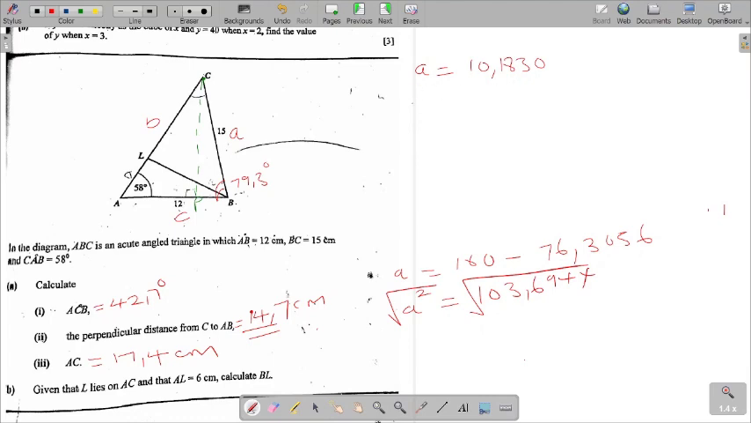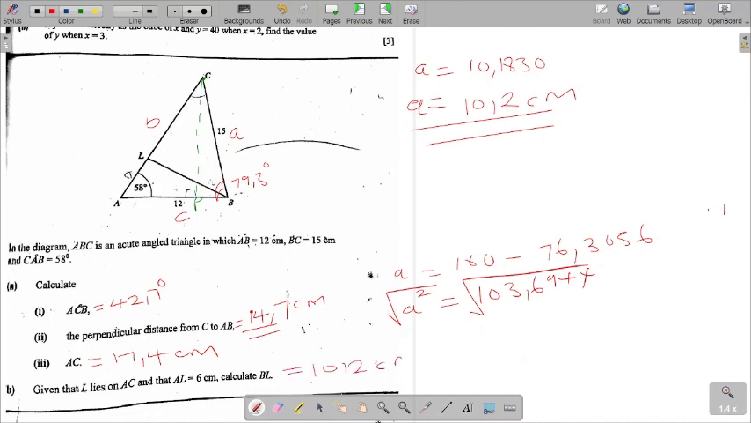So to 3 significant figures, our a is 10.1830 to 3SF, 1, 2, 3, and here we have 8, so we add 1 to this one, so it makes 10.2 centimeters. So our a is 10.2 centimeters, which is BL. So our BL is 10.2 centimeters.